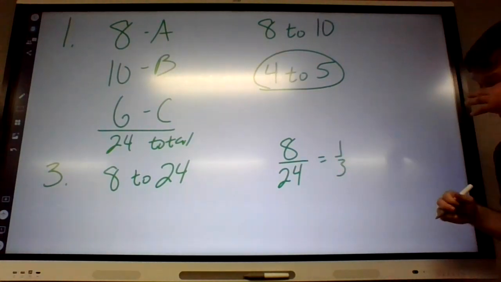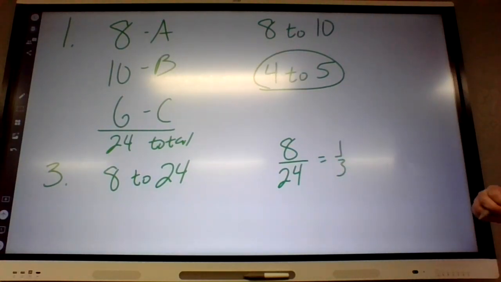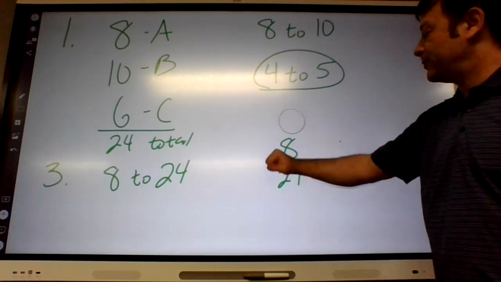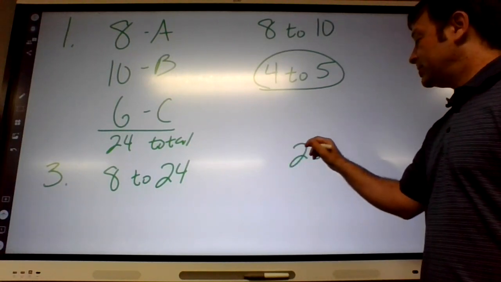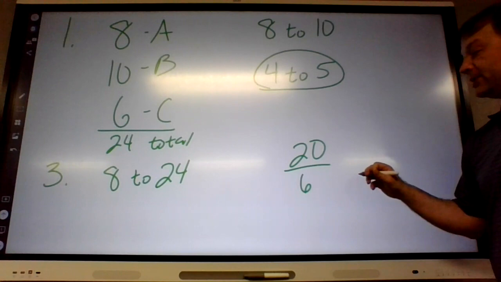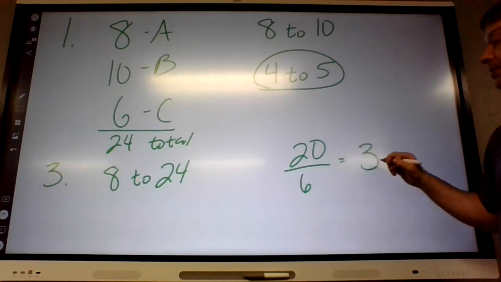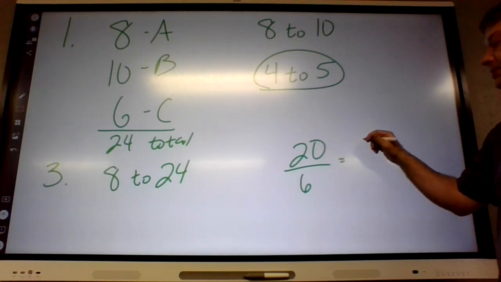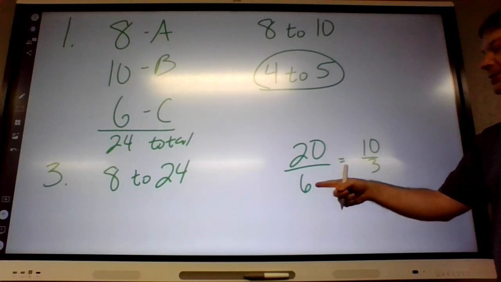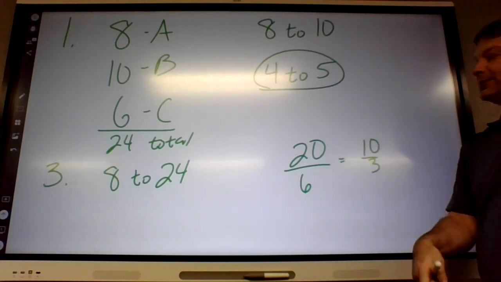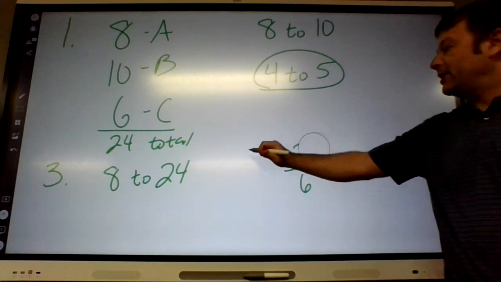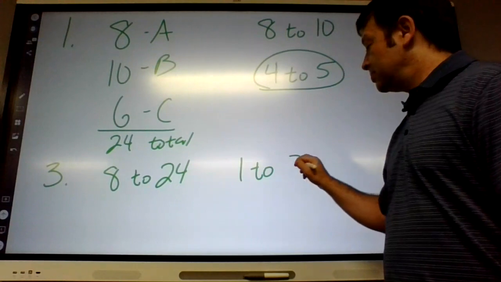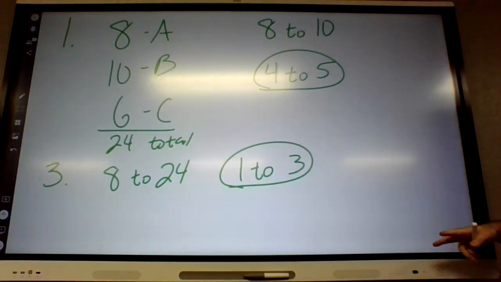The problem is, if the big number comes first, your calculator will probably spit out a mixed number. That is not a ratio. So for example, if it was like 20 to 6, and you plug that in your calculator, it would probably say 3 1/3, which is not a ratio. It should be divide by 2, 10 over 3. I guess you could plug it in upside down and then just flip it back again. Anyway, yeah, divide by 8. So divide by 8 is 1 to 3.